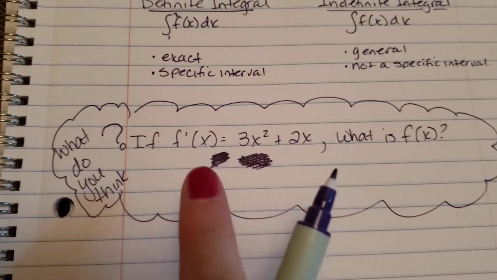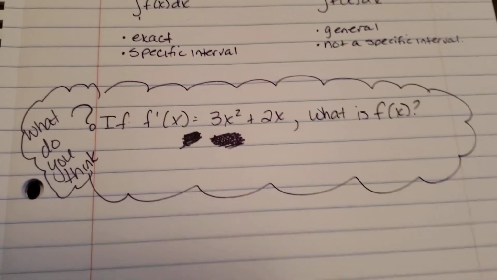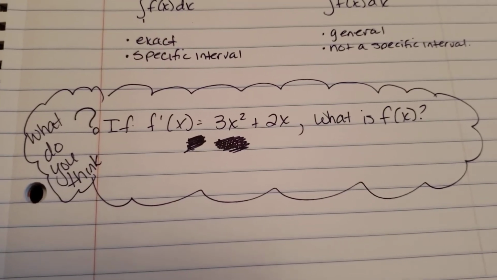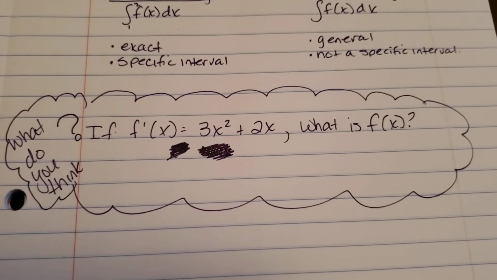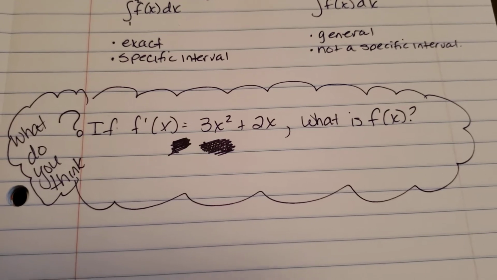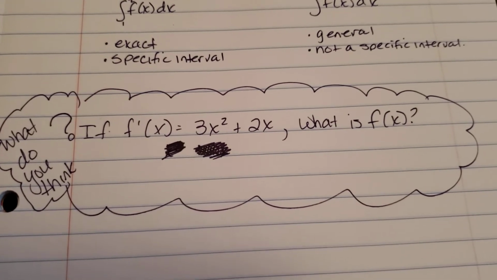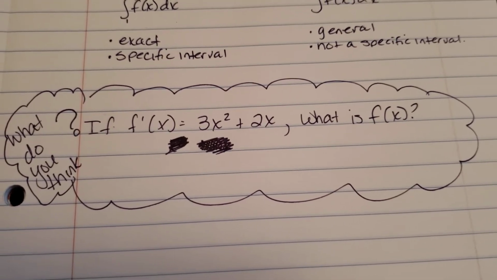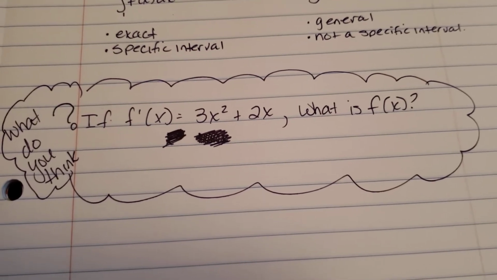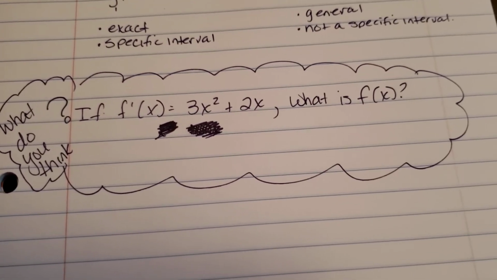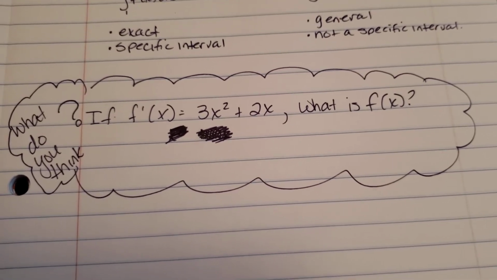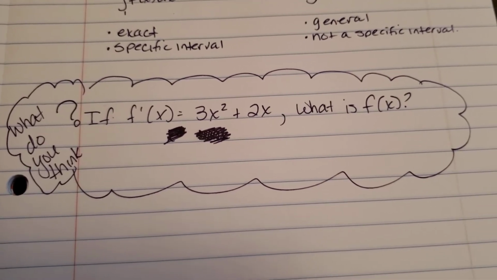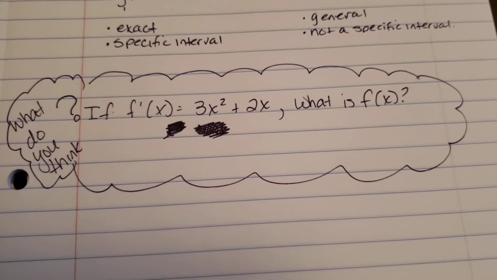But I want you to take a look at this question and then pause the video for a minute while you think about it, and come up with an answer. If f prime of x, in other words, if the derivative of f of x equals 3x squared plus 2x, what is f of x? So what was your original function if you know the derivative? So pause the video for just a minute, think that through, and see what kind of answer you come up with.